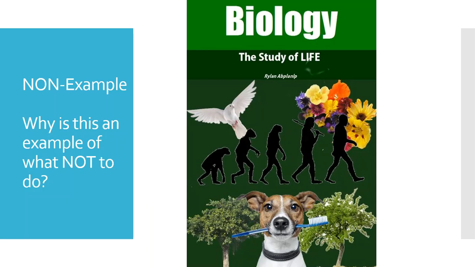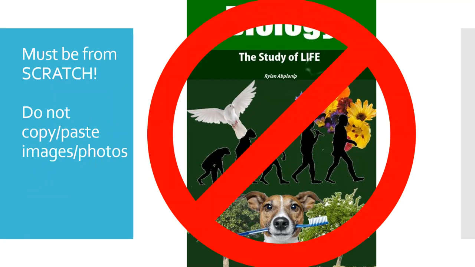All right, so one thing that we need to point out is a non-example. All right, here's what not to do. Can you tell me why this is an example of what not to do? All right, this is an example of what not to do because remember I told you you have to start from scratch. You have to use the tools in Inkscape to create it from scratch. You cannot copy and paste images and photos.